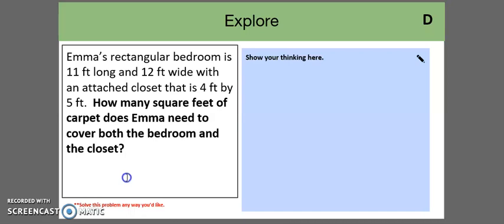You may need to draw a diagram, label known information, and see if you can use the methods we talked about to find the area in order for Emma to cover both bedroom and closet with the carpet. Okay, we're going to move on to the next slide.